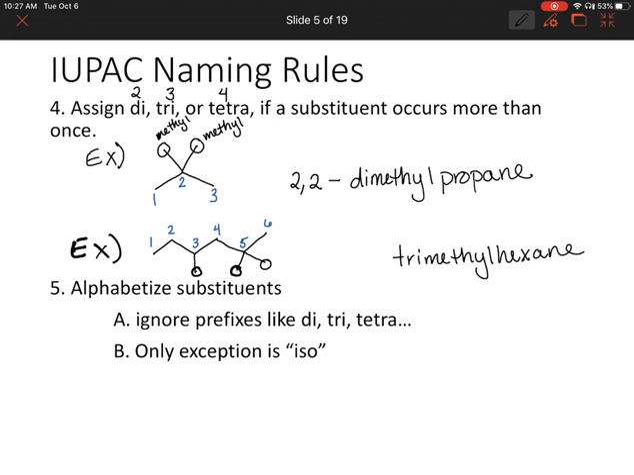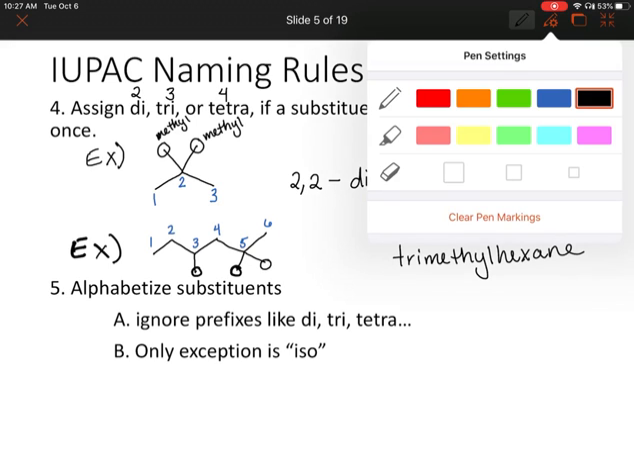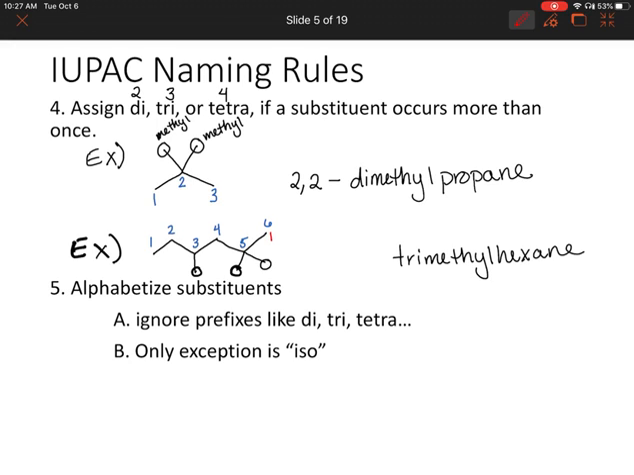All right, so we have trimethylhexane, but we also have to indicate the numbers, or the locations, of these methyl groups. Now, I did number from left to right, but we could have also numbered from right to left. So maybe it's 1, 2, 3, 4, 5, 6. Okay, so there's 2 options here. The methyl groups are either on carbons 3 and 5, so maybe this is 3, 5, 5 trimethylhexane.